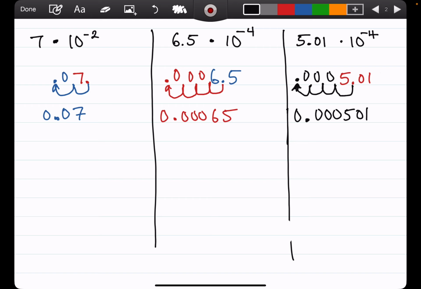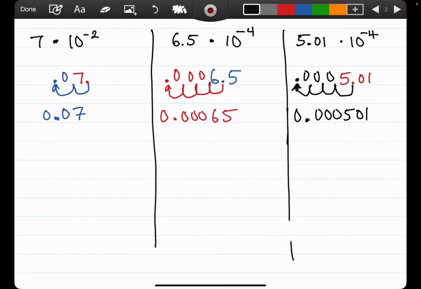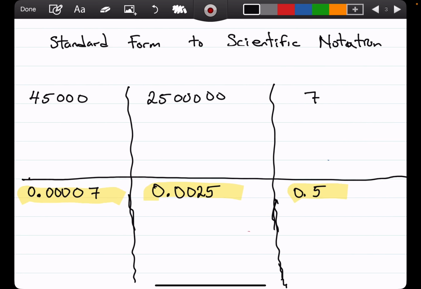Yes, ma'am. Can you do standard forms for scientific notation? Oh, that's what we're doing next. You mean standard form to scientific notation? That's what we're doing next. Yes.